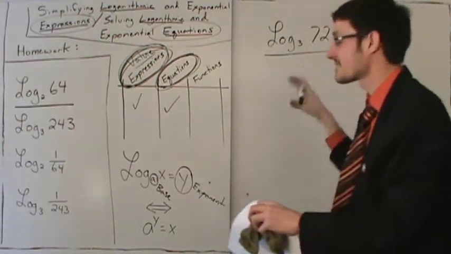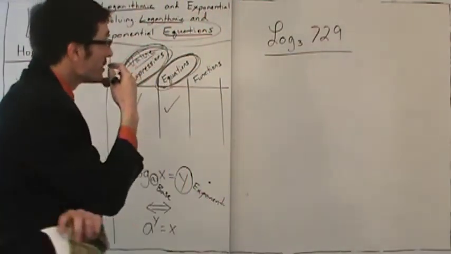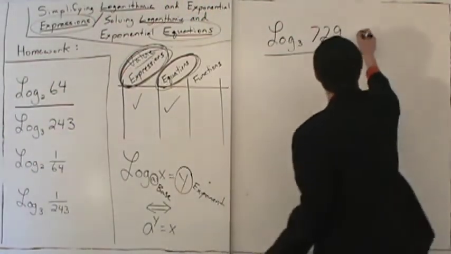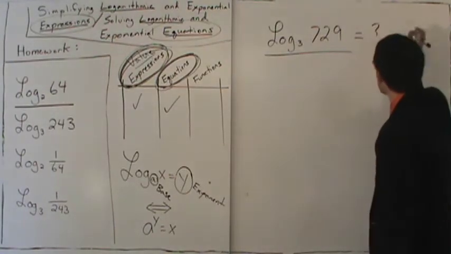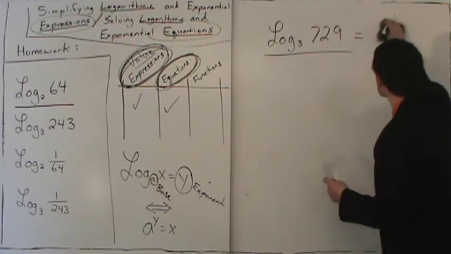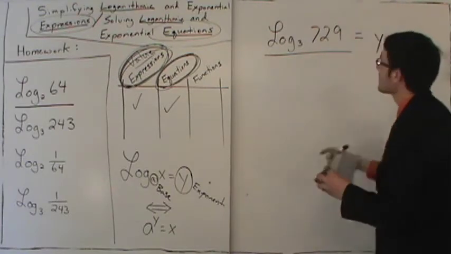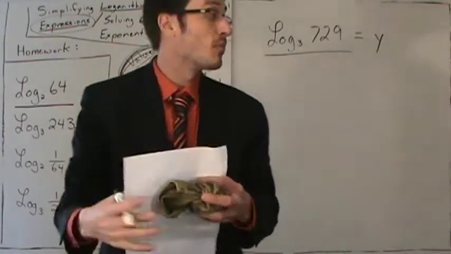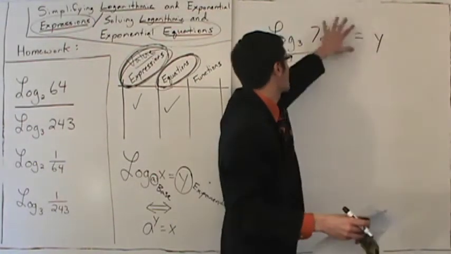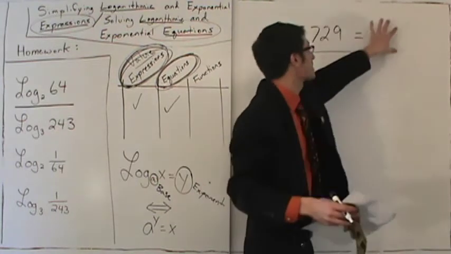Now, if I look at this, it says tell me the value. If you don't know what it is just by looking at it, instead we're going to call it something that we don't know, something that we have to find. Instead of using a question mark, we're going to write this as equal to y. So we have to find what y is. If we find what y is, then we know what the value of the expression is. This expression is equal to something.